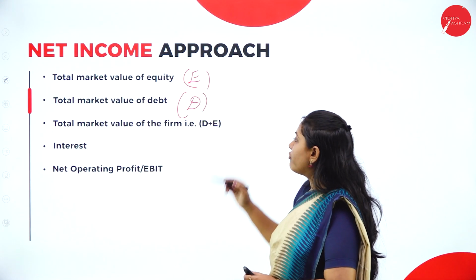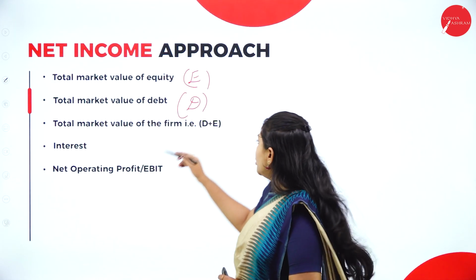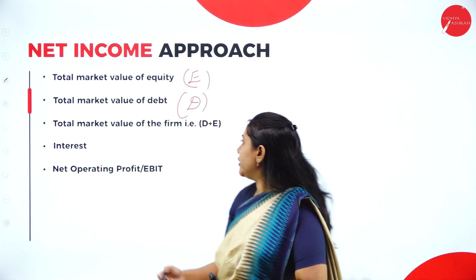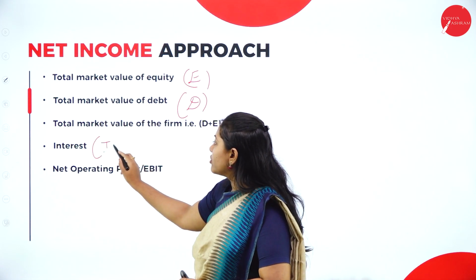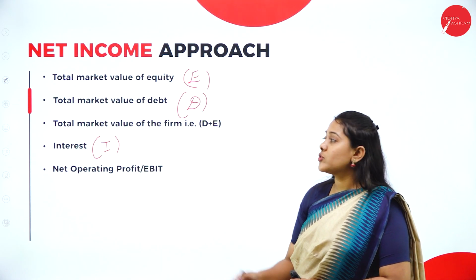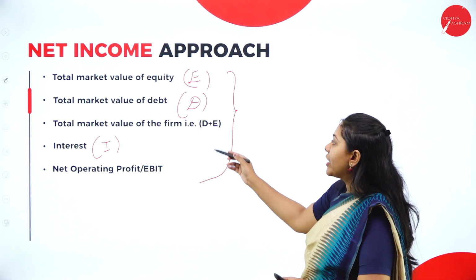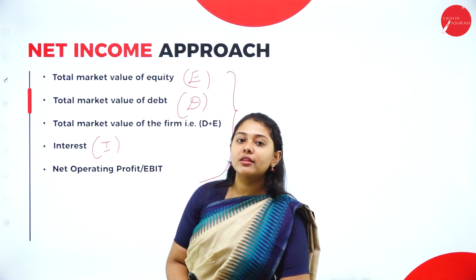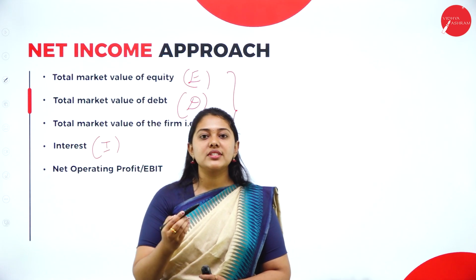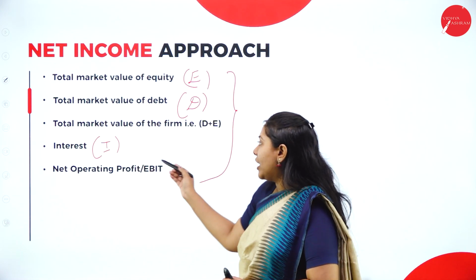Total market value of the firm. How do you get the total market value of the firm? D plus E. So your debt plus equity, if you add it, you will get the total market value of the firm. I stands for your interest, so net operating profit or EBIT. You have to understand all this before solving the problem. So how do you get the value of the firm? What is the formula? E plus D, that is market value of equity plus market value of debt. If you add it, you'll get the value of the firm.